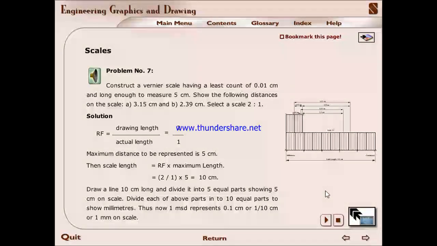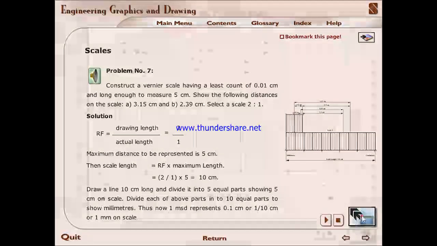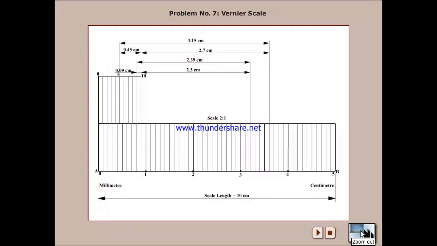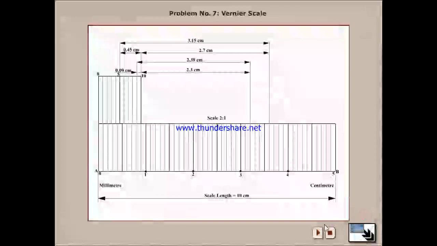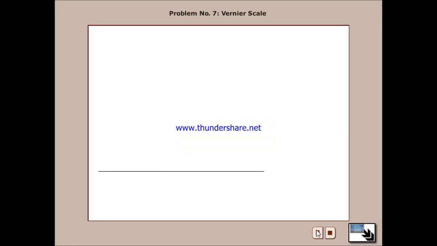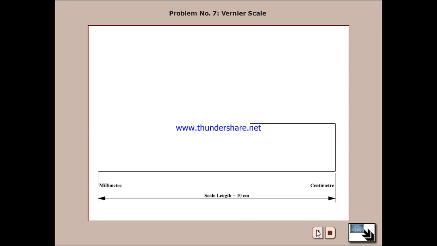RF is equal to drawing length divided by actual length, that is equal to 2 by 1. Maximum distance to be represented is 5 centimeters. Then scale length is equal to RF into maximum length, that is equal to 2 by 1 into 5, that is equal to 10 centimeters. Draw a line 10 centimeters long and divide it into 5 equal parts showing 5 centimeters on scale. Divide each of the above parts into 10 equal parts to show millimeters. Thus, now 1 MSD represents 0.1 centimeters or 1 by 10 centimeters or 1 millimeter on scale.